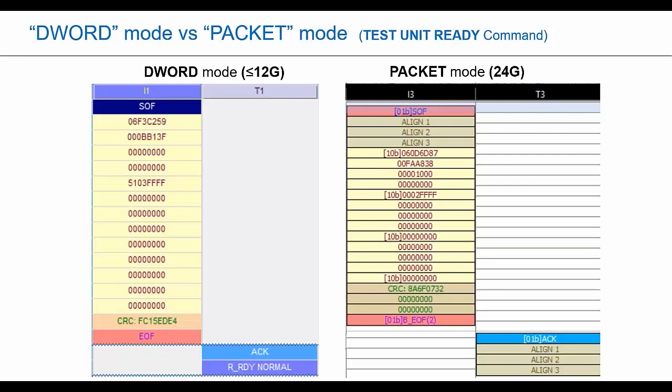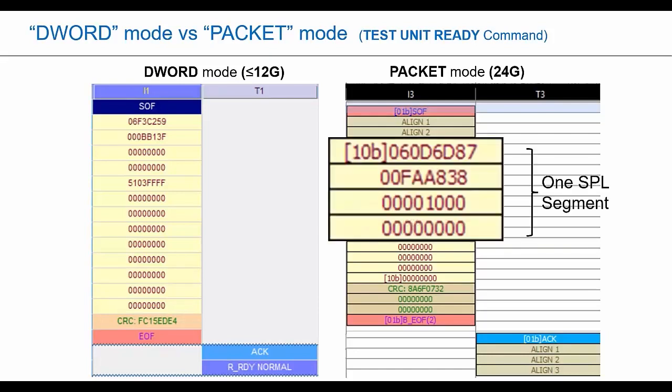Sort of in the 12 gig world, packet structures were DWORD aligned. And then in the 24 gig world, protocol traffic is aligned around 4 DWORD frame segments. On the wire, it's not really going to look that different. This is a test unit ready command viewed in our link tracker with the 24 gig traffic on the right.